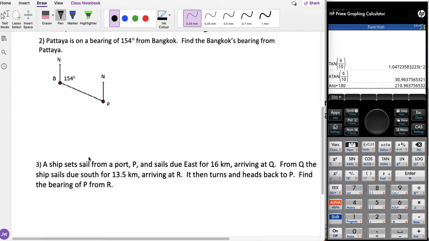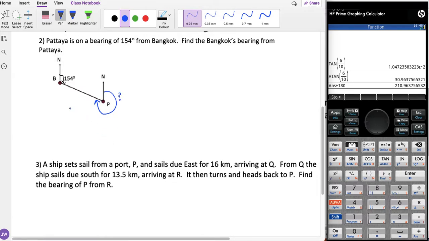So we've got that Pattaya is on a bearing of 154 from Bangkok. So from, there was a north line drawn here, and then it was drawn until the line that Pattaya is on. Find Bangkok's bearing from Pattaya. So now we go to Pattaya, draw a north line, and then we go clockwise. So this is what we are after.